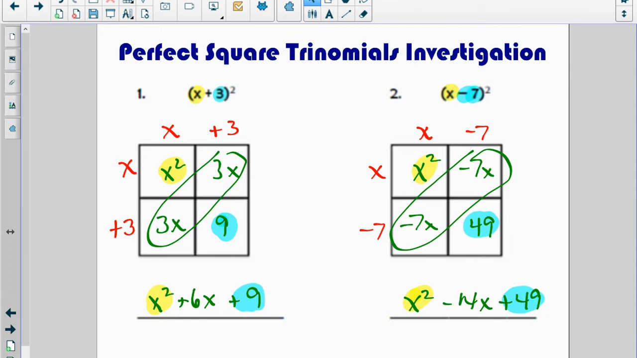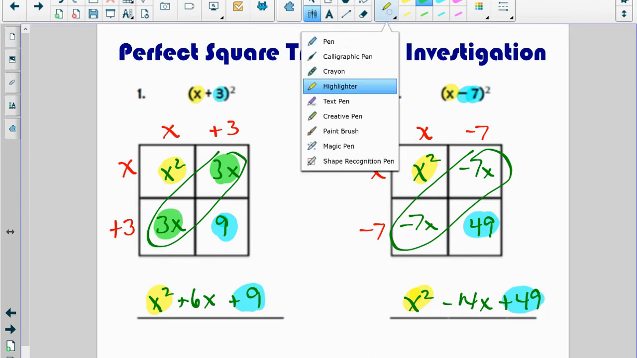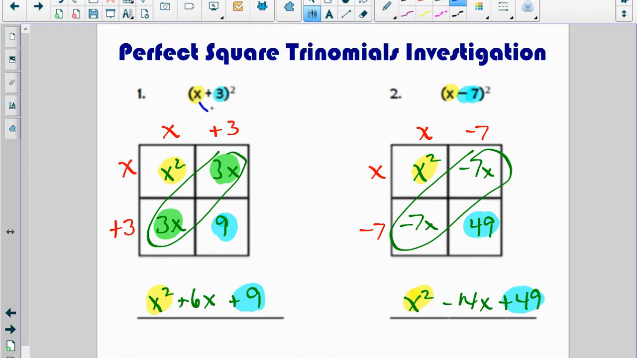Now, if we look closer at the relationship between the like terms, for example, we have this 3x and 3x, and that's really just the result of multiplying together the two parts of the binomial. So x times 3 is 3x, and it just so happens that I have two of those. 3x and another 3x gives us 6x.